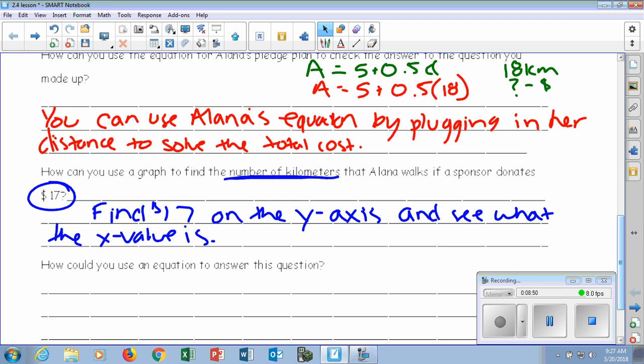So if we keep going, it says, how could you use an equation to answer this question? So now we just went and answered the question by using the graph. But now they're saying, okay, you know the equation. I'll write it again. A equals 5 plus 0.5d. Using that equation, how can you determine what the distance is? Talk with your shoulder partners for about a minute.